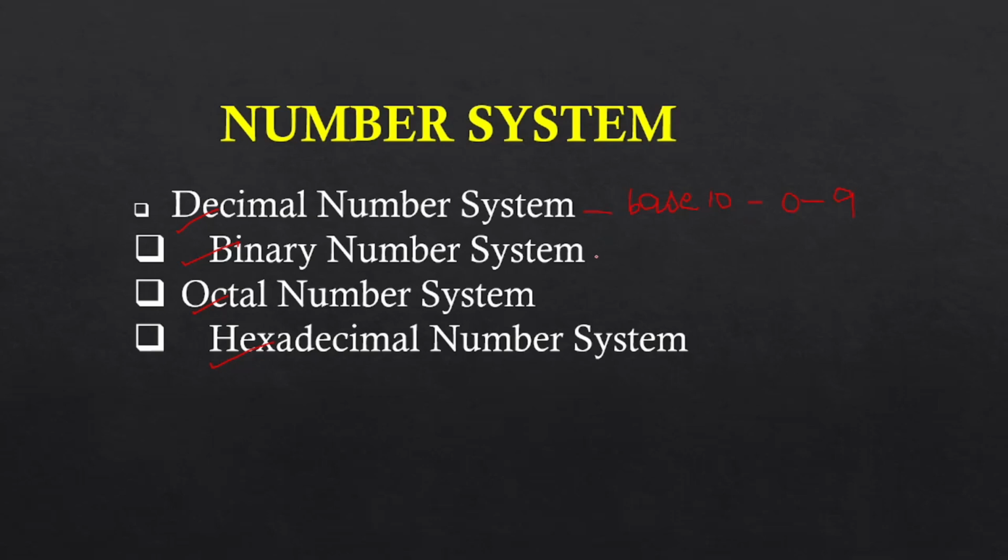If you take the binary number system, the base of the binary number system is 2, because it is going to accept zeros and ones only. That is called the binary number system.